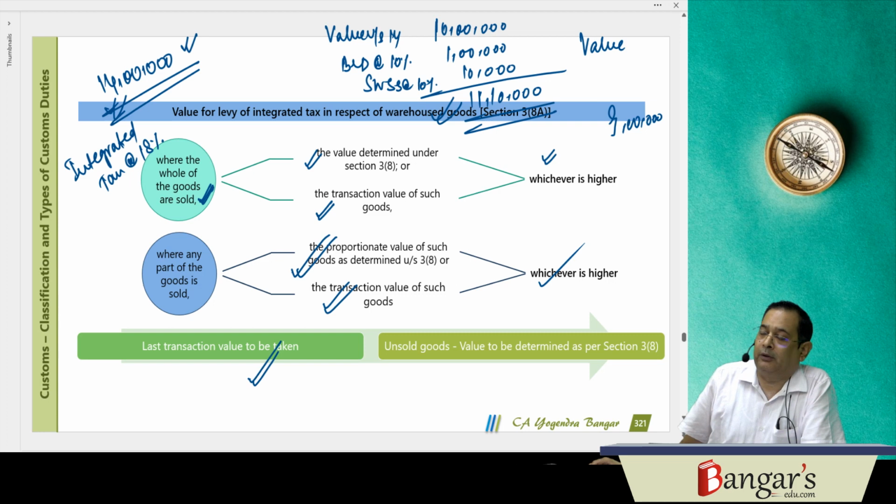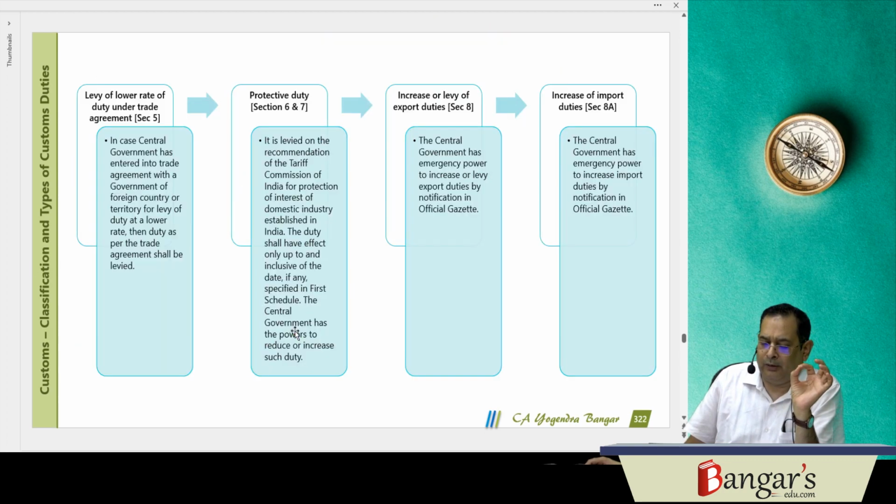The goods which remain unsold, we have to clear the goods. That is, the importer has to clear the goods. In that case, the value will be determined as per the provisions of section 3(8). So 3(7) and 3(9) are very important ones.